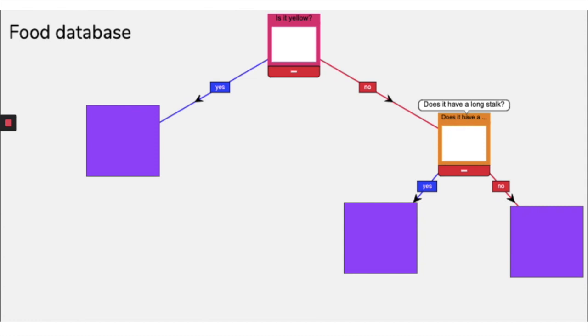Okay, so I hope you had a little discussion with your mums and dads. So the first question was, is it yellow? Okay, so the yellow one, more than likely going to be here because it is, yes, yellow. Now here is a bit more tricky because it's not yellow. I've got cherry and I've got tomato still. So the next question I asked was, does it have a long stalk?